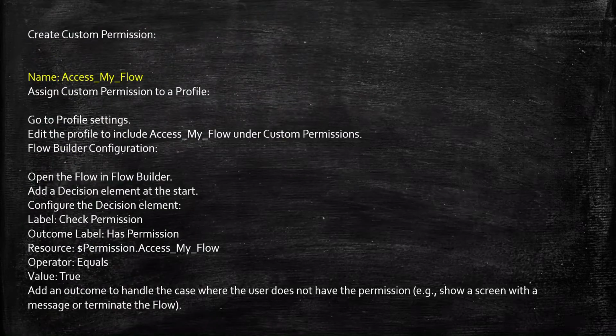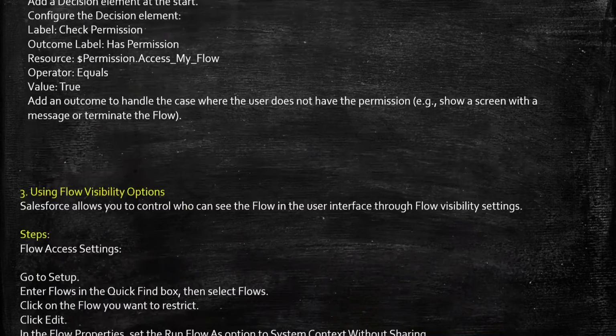So create the custom permission named Access My Flow, and assign the custom permission to the profile: go to profile settings and edit the profile to include Access My Flow under custom permissions, then the Flow Builder configuration. Here are the steps to add a decision element in your Flow Builder. Add your decision element in Flow Builder. Label is Check Permission, outcome is Has Permission, resource is $Permission.AccessMyFlow, operator is Equals, value is True, and you can mention that.